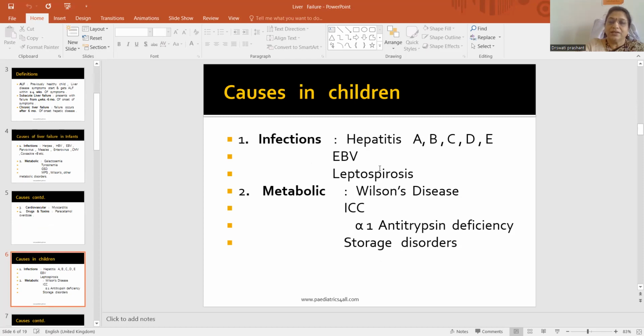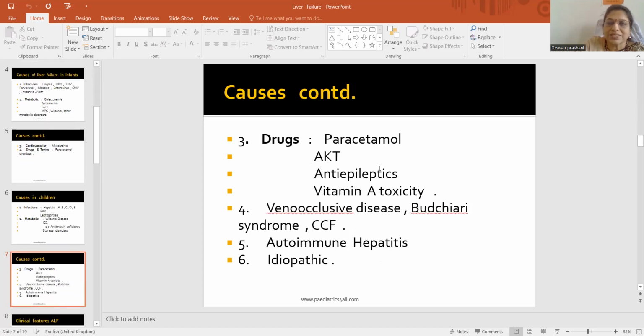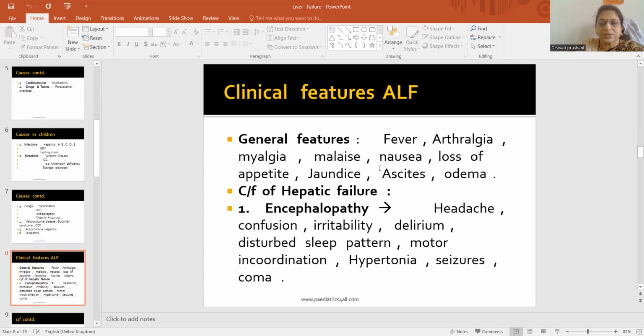Causes in children: infections again top the list, which includes leptospirosis also. Metabolic causes and viral hepatitis are the leading cause. Metabolic again, Wilson's, Indian childhood cirrhosis, and storage disorders are the causes. Drugs include paracetamol, anti-epileptics, anti-tubercular drugs, and vitamin A toxicity. They may cause acute liver failure. Veno-occlusive disease, Budd-Chiari syndrome, congestive cardiac failure, autoimmune hepatitis, and idiopathic. Sometimes we may not get the cause.